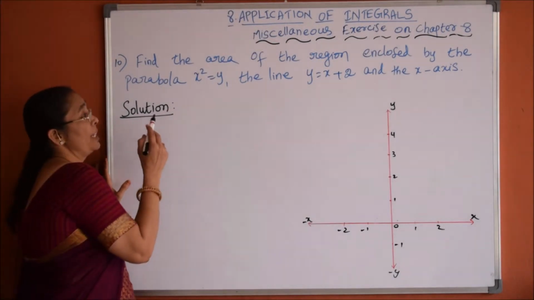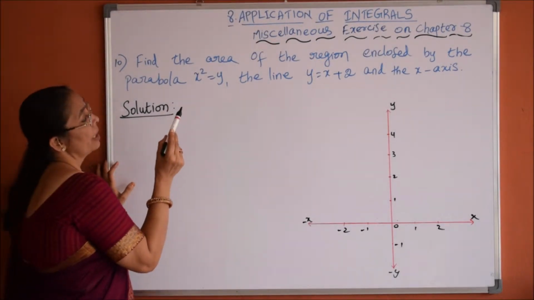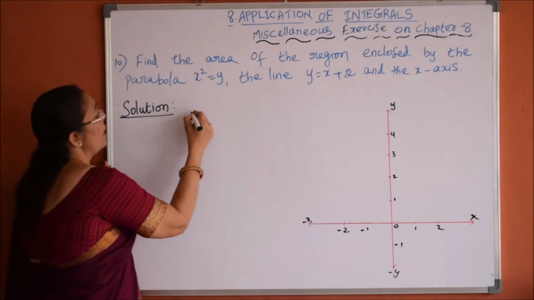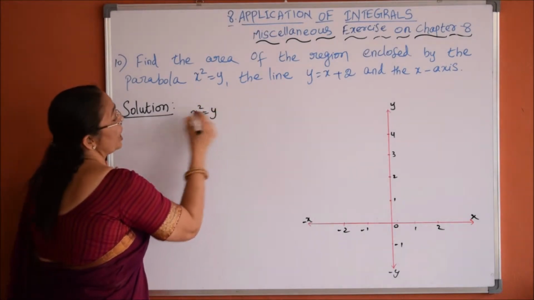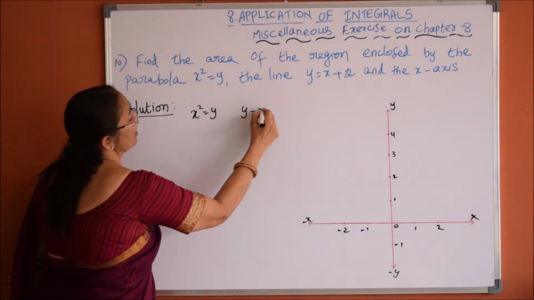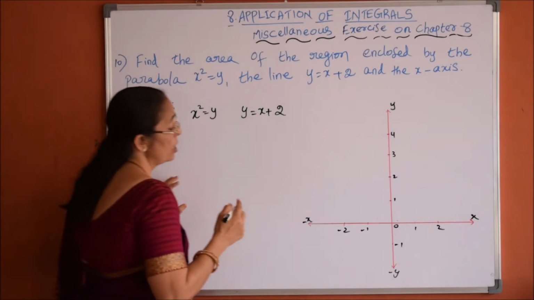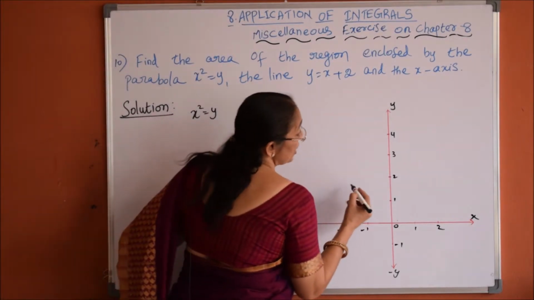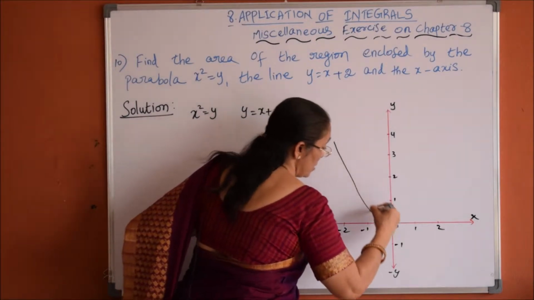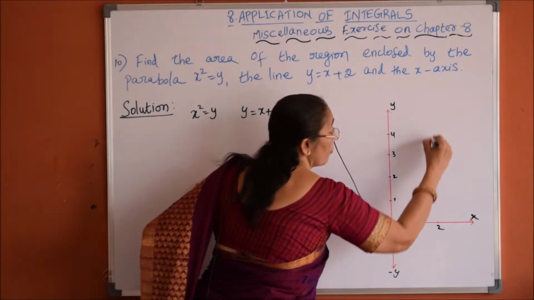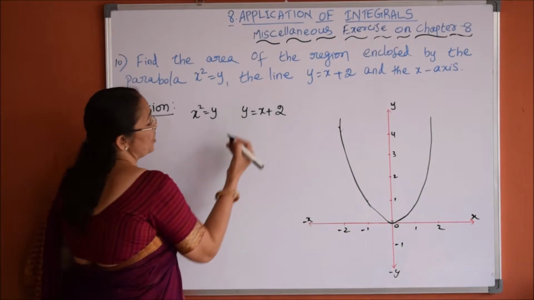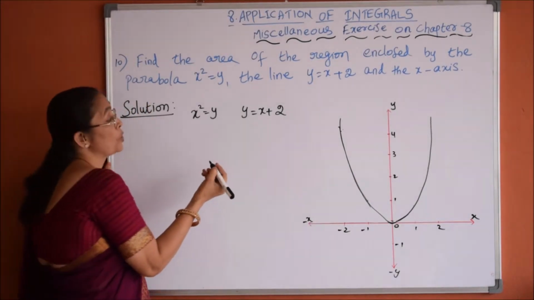Problem. Find the area of the region enclosed by the parabola x squared equals y and the line y equals x plus 2. x squared equals y is an upward parabola, so the required parabola is like this. And the straight line is y equals x plus 2.